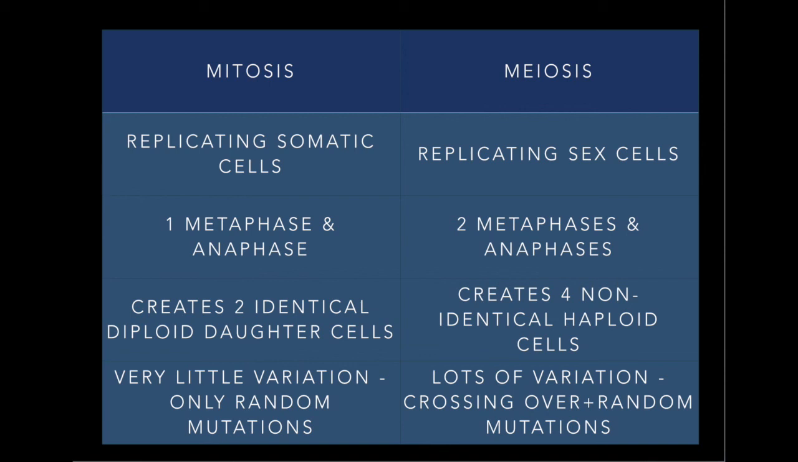In mitosis, there is almost no variation with the exception of random mutations. But on the other hand, meiosis has much more variation from crossing over and also has random mutations. These are all the differences between mitosis and meiosis.